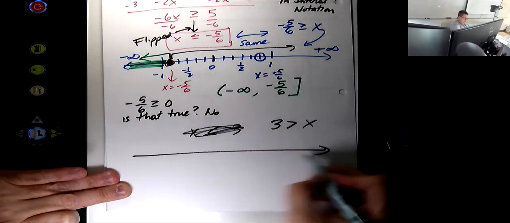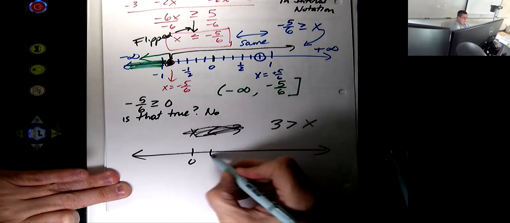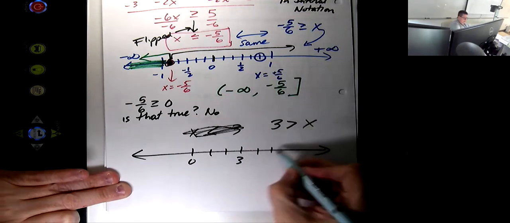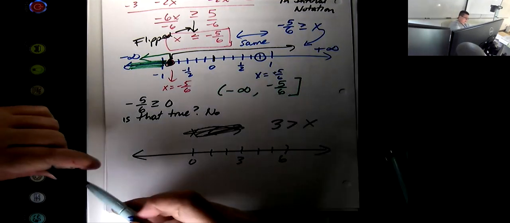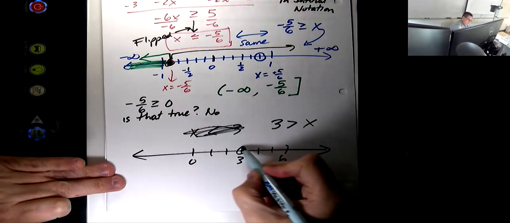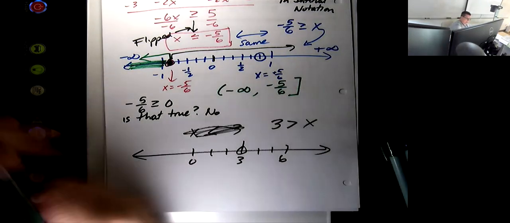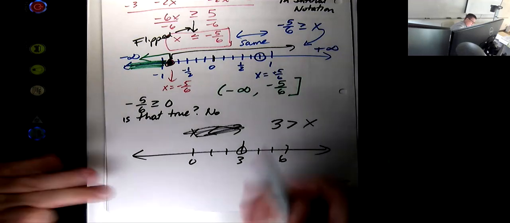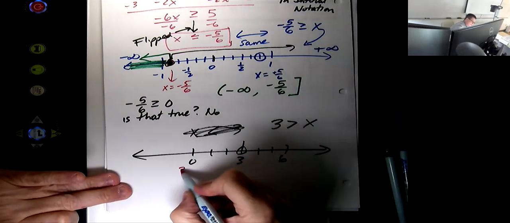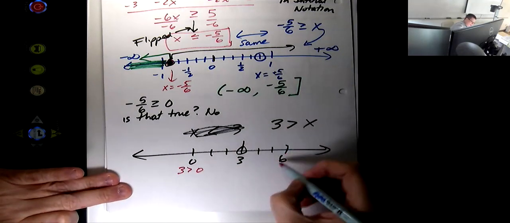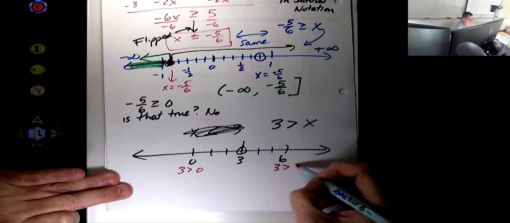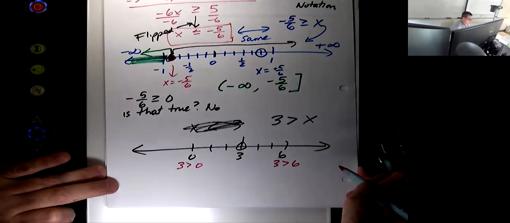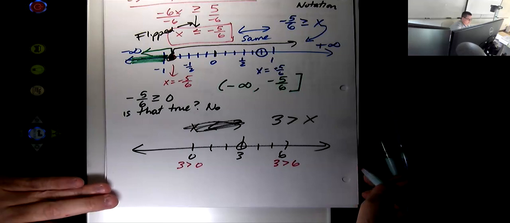If you don't know which way to do the arrow, try some points. Like I know 3 is the number I'm looking for, but do I go to the left or right? If it's over here, it would be 3 is greater than 0. If it's over here, it would be 3 is greater than 6. One of those is a true statement and one of those is a false statement.